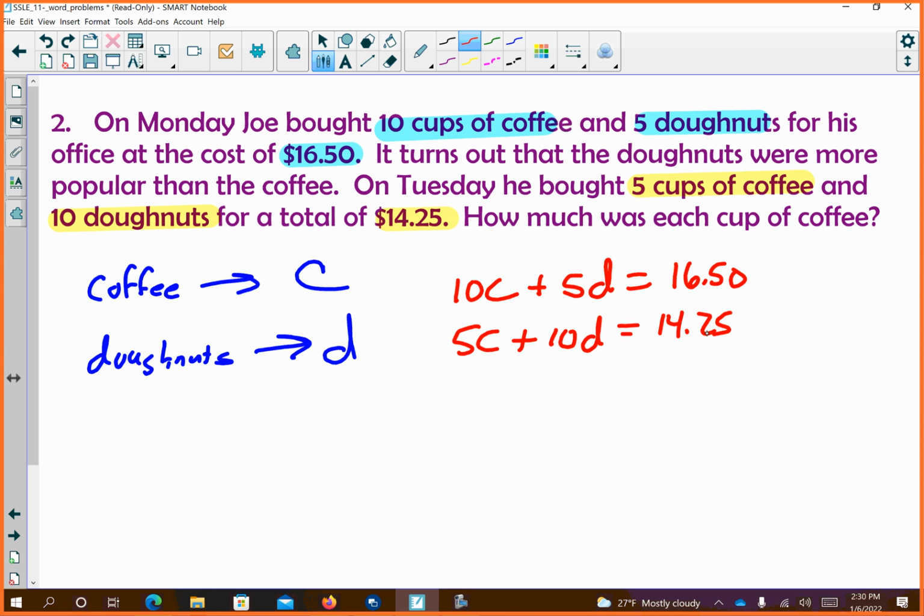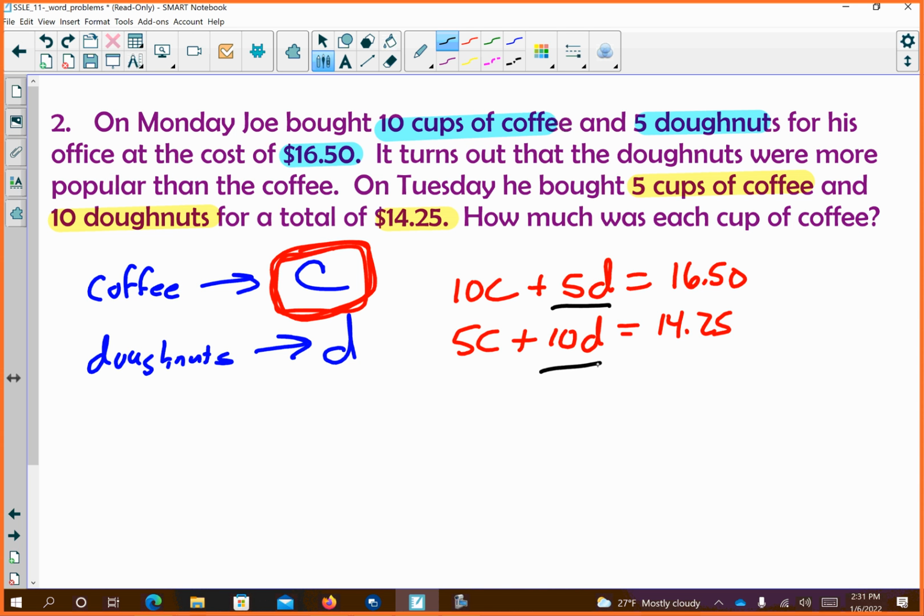So now, again, we have to reach back to last semester and think about how we're going to do this. I want to get rid of one of my letters. So what are they asking us to find in this problem? How much did the coffee cost? This is what we want to solve for. So let's do something to the D values so they become opposite signed, same number. If I add 5D and 10D together right now, I get 15D. That's not going to help me.